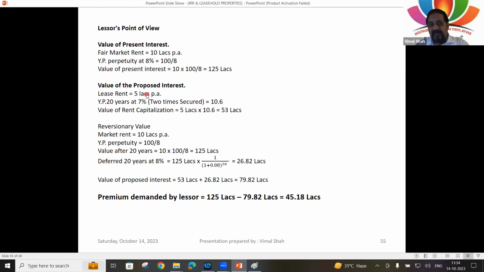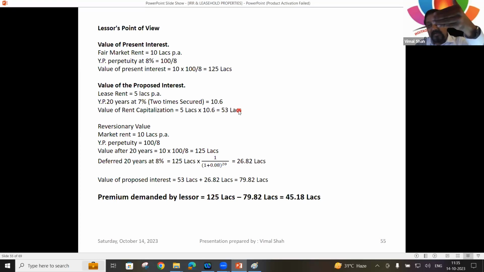So lease rent will be 5 lakh per annum. So YP 20 years. I am taking the rate of interest here as only 7%, not 8%, because the rent is 2 times secure. Instead of 10 lakhs per annum, now he is charging only 5 lakhs per annum. So instead of 8, I am considering 7. So YP 20 years is coming 10.6. So the value of this rent capitalization for 20 years is coming 53 lakhs.